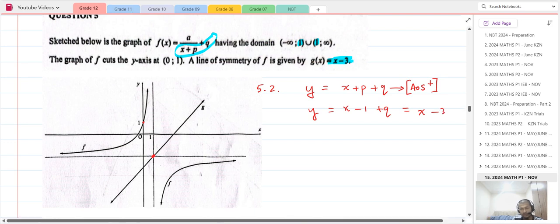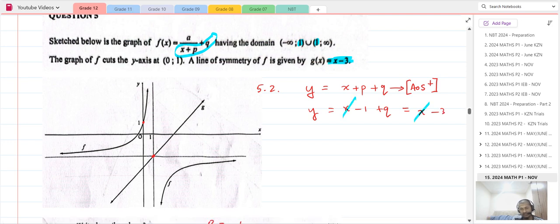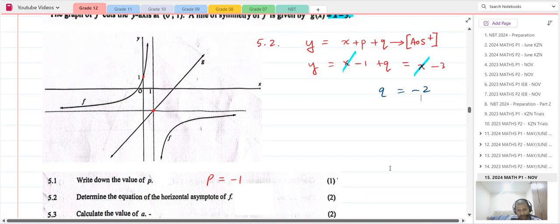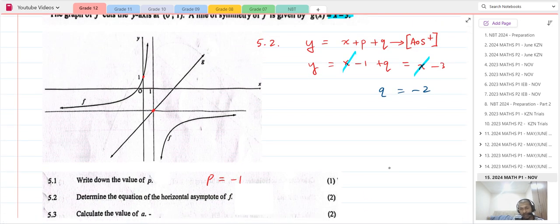So what we know is that x and x can cancel out, right? And q is now equal to minus 3 plus 1, which is minus 2. So we got the value of q, which is minus 2. But what did we want? We wanted the horizontal asymptote. The horizontal asymptote is y, because now the value of q is negative 2. So y is equal to negative 2. Therefore, the horizontal asymptote equation is y is equal to negative 2.